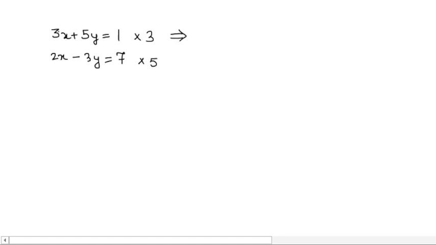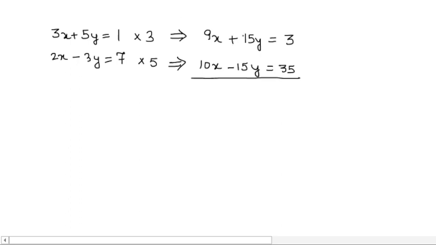So I get 3 times 3, 9x, plus 3 times 5, 15y, is equal to 3 times 1, 3. Similarly, the second equation transforms to 5 times 2, 10x, 5 times negative 3, minus 15y is equal to 5 times 7, 35. Now when we look at the equations, we see that the coefficients of y are equal, but they have opposite sign, which is good for us.